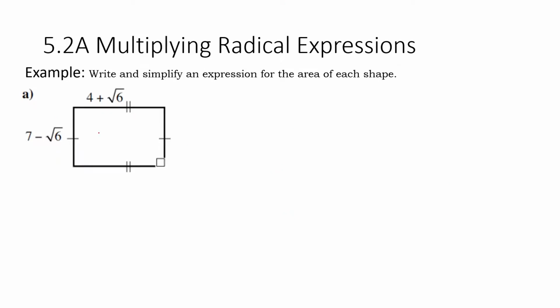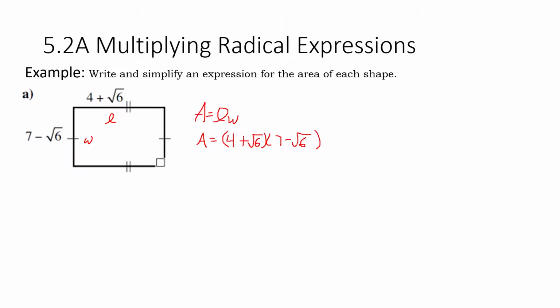So finding area, different from perimeter when we were learning before, when we're adding up all the sides, now we're going to multiply them together. Notice that this is going to be two binomials multiplied together. So area is equal to length times width. Let's define our length and our width. It doesn't matter which one we choose. Let's go like this. So our area is going to equal 4 plus root 6, and then we're going to multiply that with 7 minus root 6.